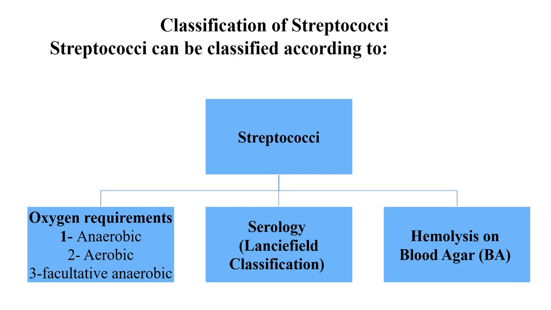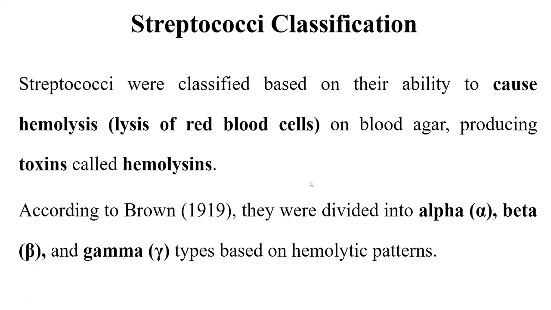When we culture on blood agar, it can lyse the red blood cells and give a specific feature for each type or species of this bacteria. Streptococcus classification is also based on their ability to cause hemolysis. The third point, because our topic will be about the hemolysis, is that we will focus on the hemolysis on blood agar.